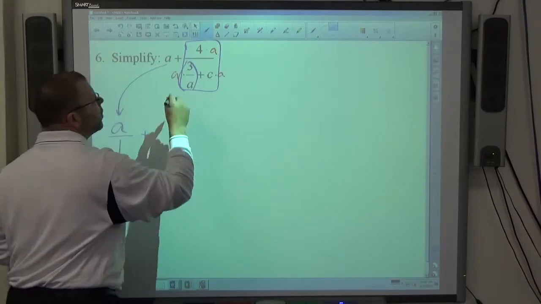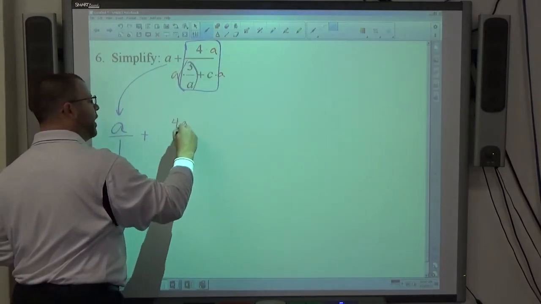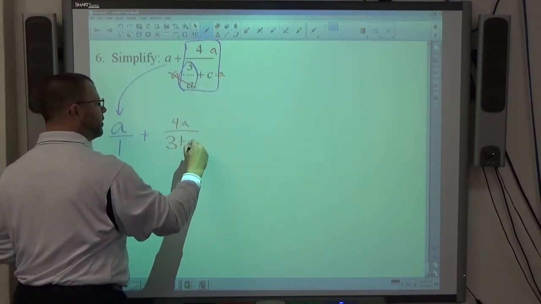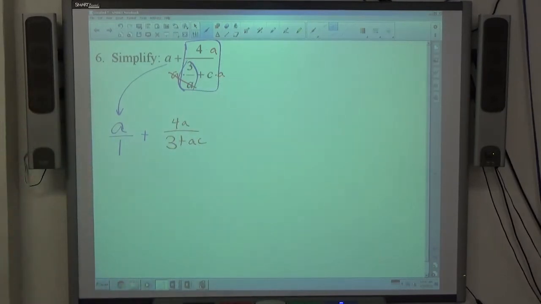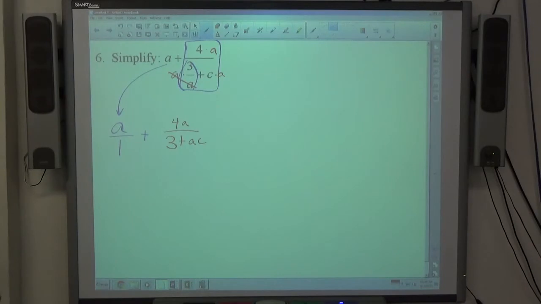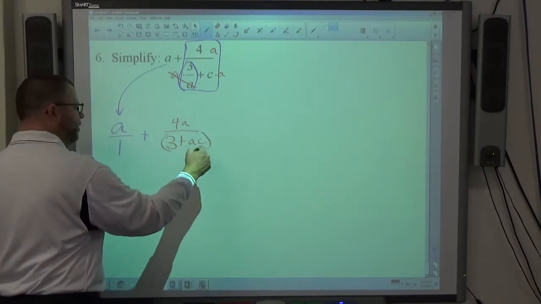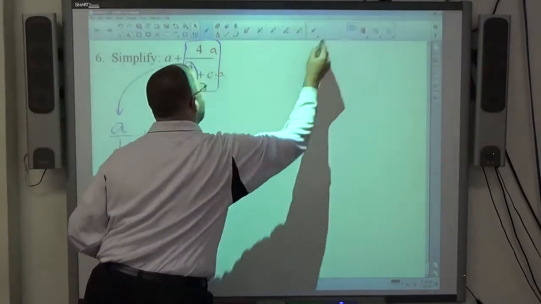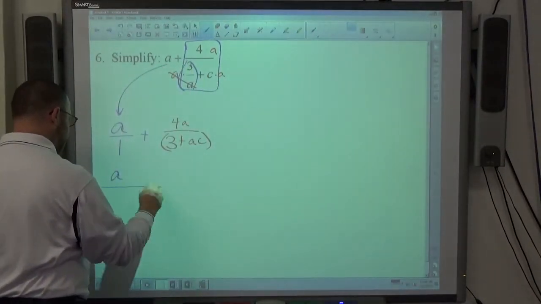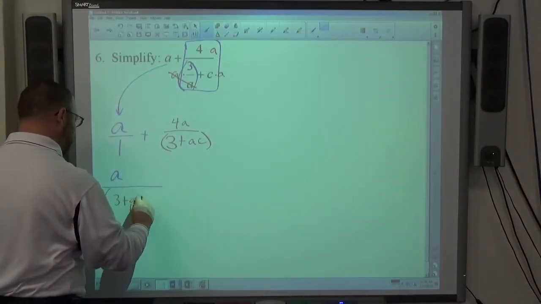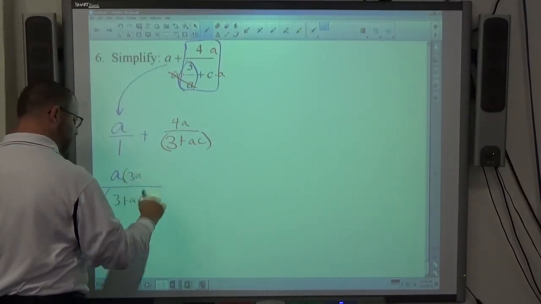There are 2 terms on bottom. So 4 times a on top makes 4a. 3 over a times a makes 3. C times a makes plus ac. Once we get the second fraction fixed, it's now basic simple over simple. Now we're going to get a common denominator of 3 plus ac. This one has no bearing on a common denominator. So this first fraction is a over, all right, I need a 3 plus ac on the bottom, so I have to put a 3 plus ac on top.